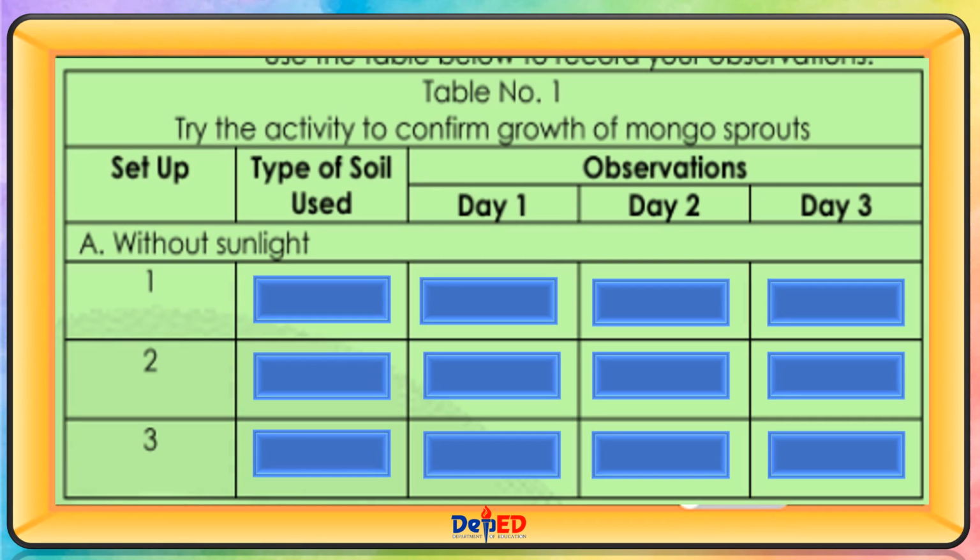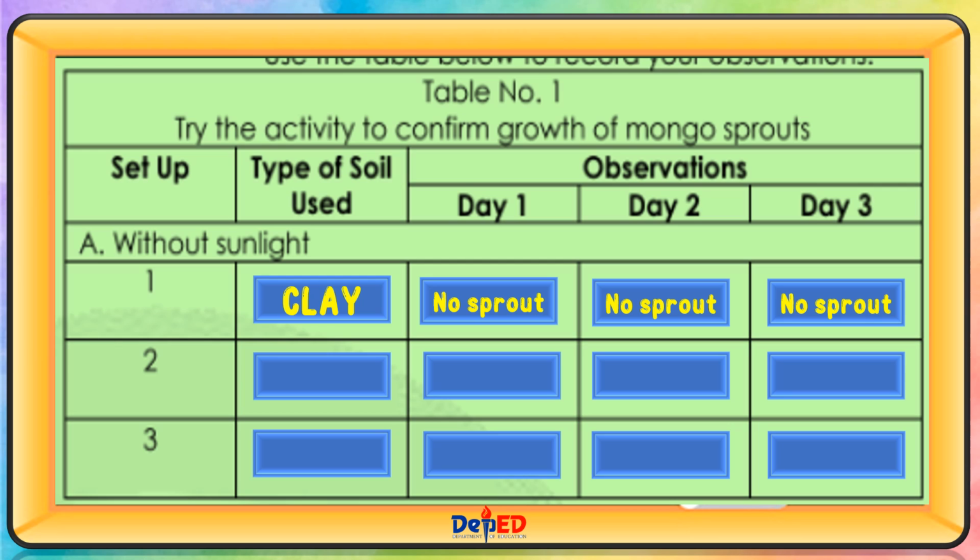Try the activity to confirm growth of mungo sprout. Setup A, clay. Observations: Day 1, no sprout. Day 2, no sprout. And Day 3, no sprout.